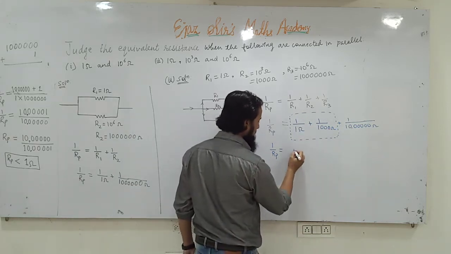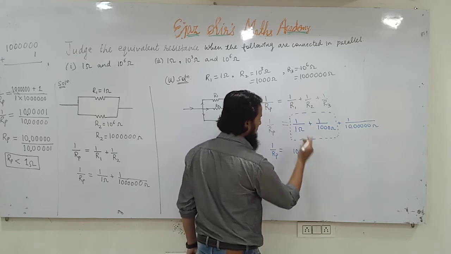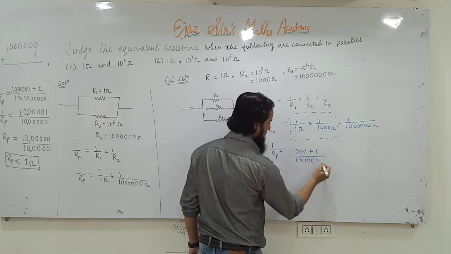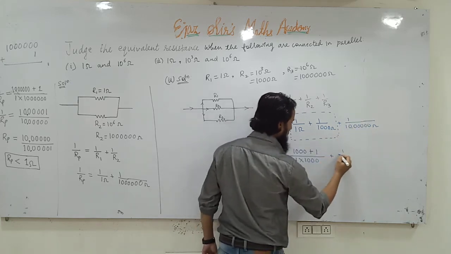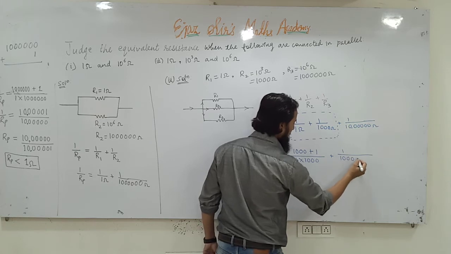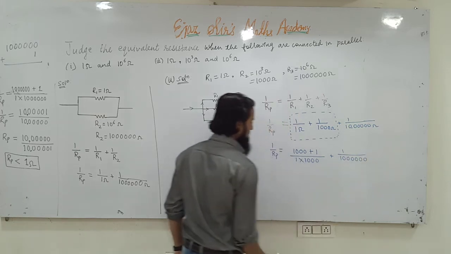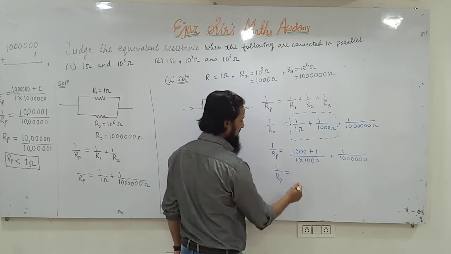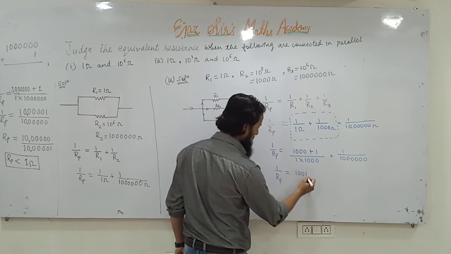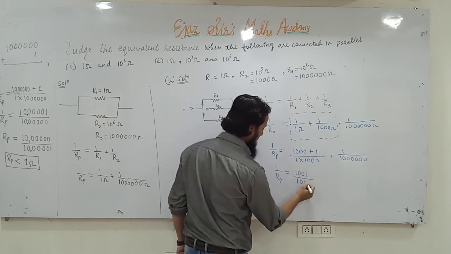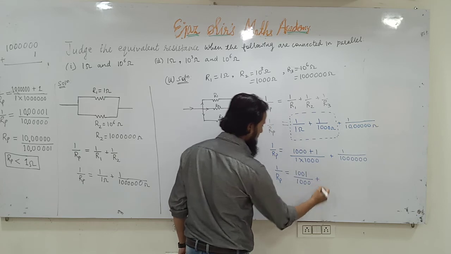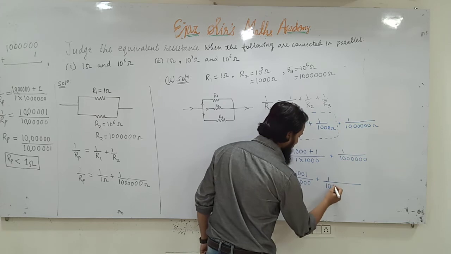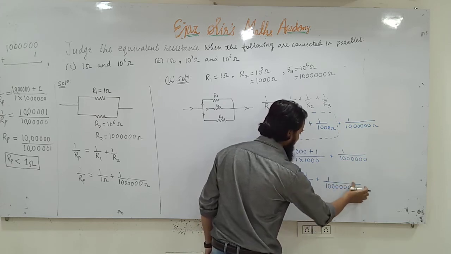So let's do the cross multiplication. 1000 ones are 1000, plus 1 ones are 1, and the cross multiplication will be 1 into 1000 plus 1, keep it as it is, plus 1 upon 10^6. So 1 upon Rp is equal to 1001 divided by 1000 plus 1 upon 10^6.